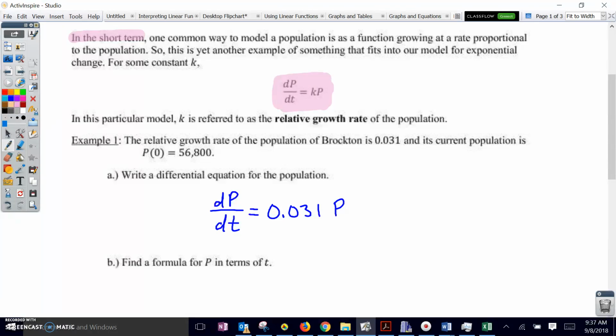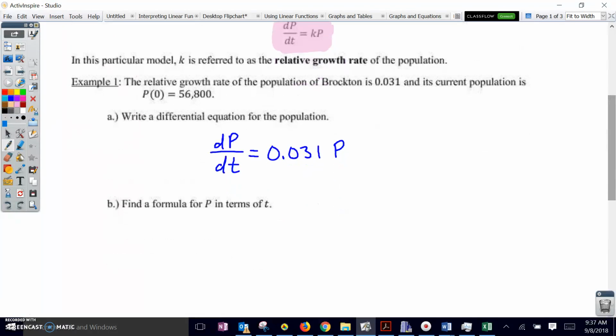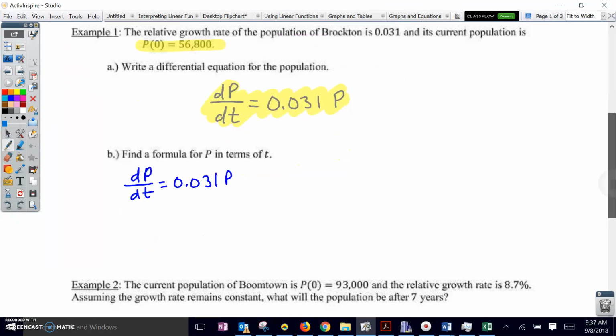Alright, now in part B we're going to find a formula for P in terms of t. In order to do that, we're going to use two things. We're going to use the differential equation that we just found and the initial population. So we'll take the differential equation that we just found and we will integrate it via separation of variables.